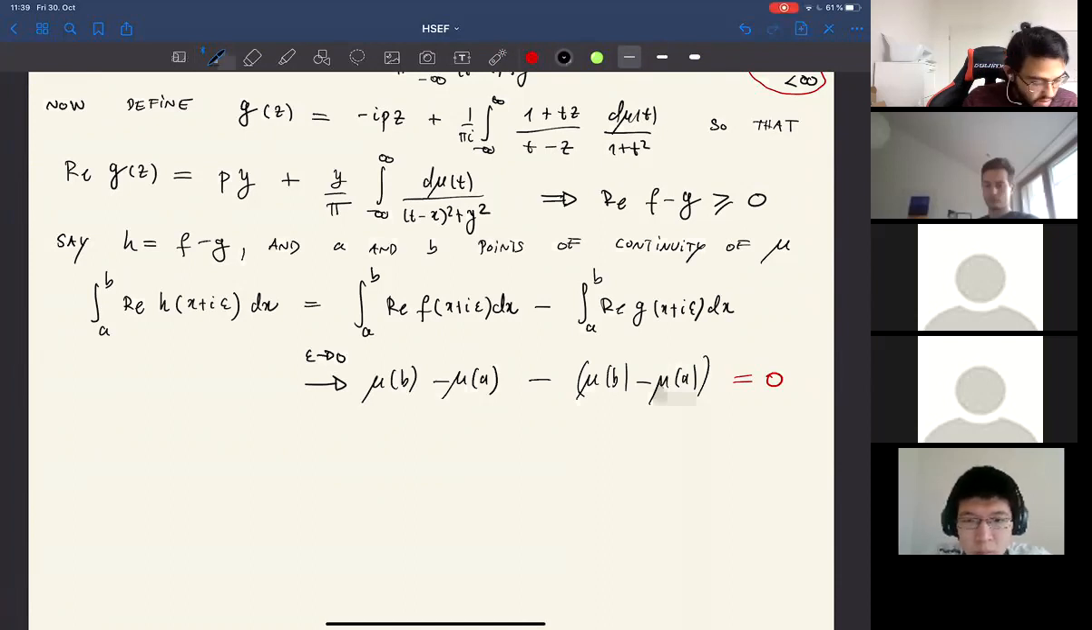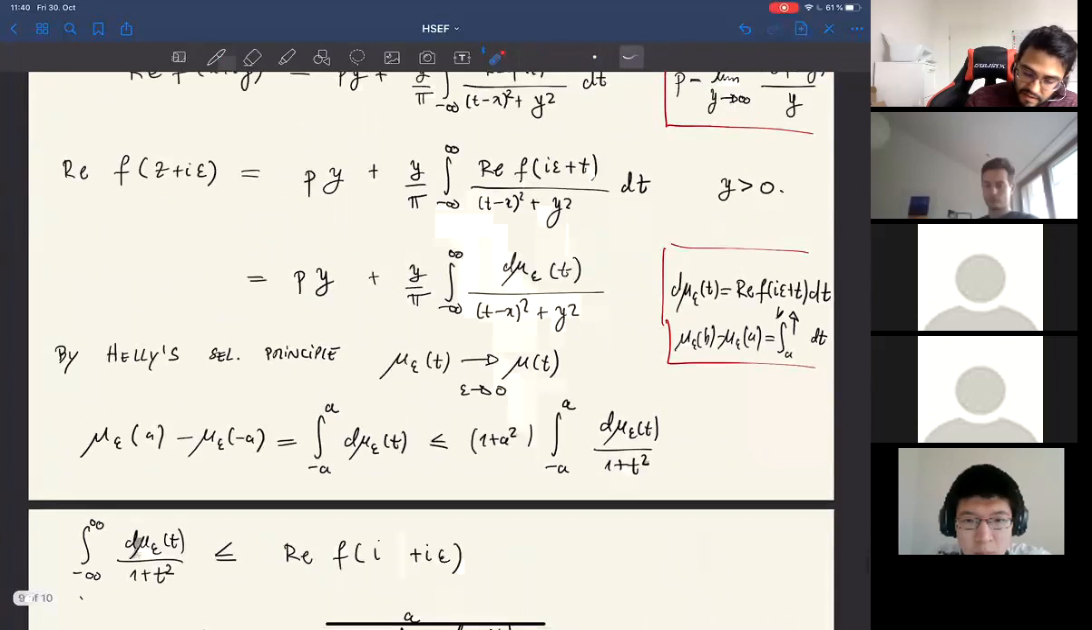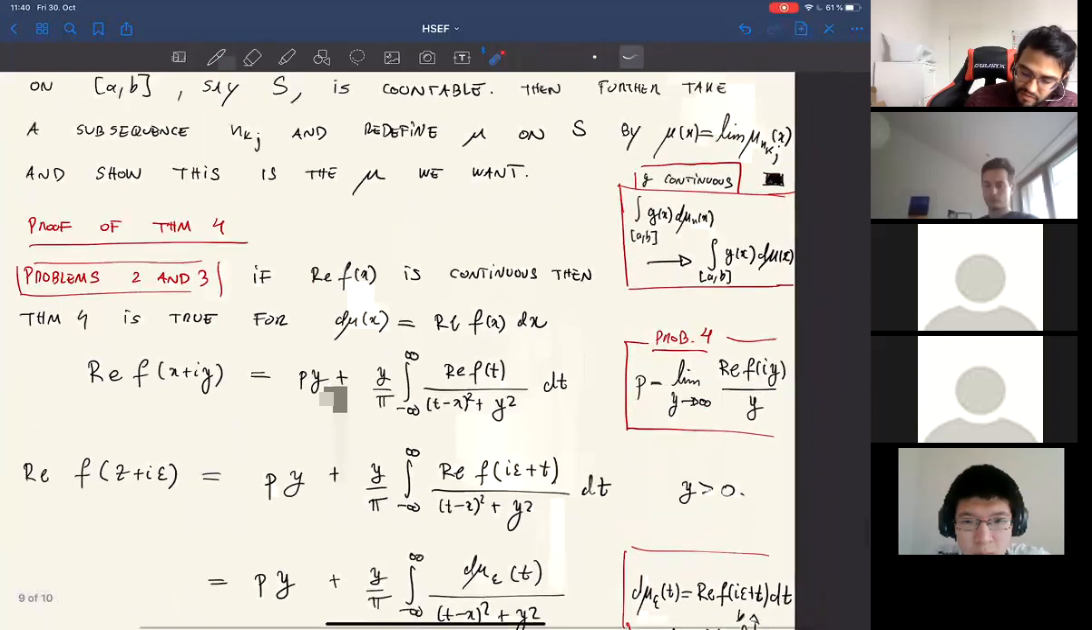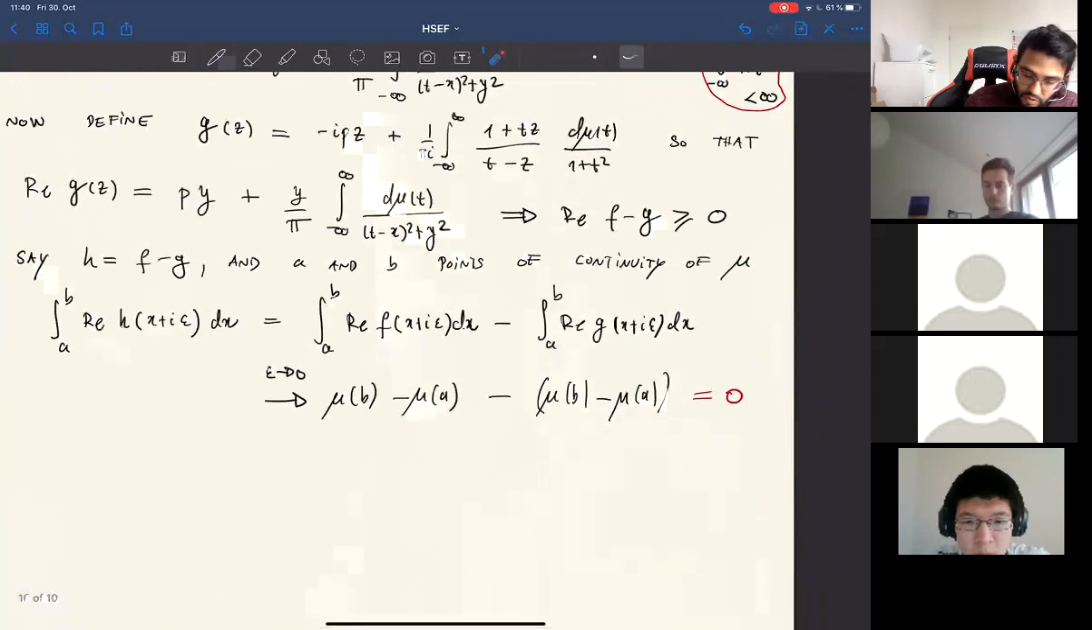Great. So, and moreover, we also have that since we have the same P here, P for G, and the same P for F here, okay, and this limit, this P can be computed this way, the same as for G. We do know that the limit when y goes to infinity of the real part of h of iy divided by y is 0.